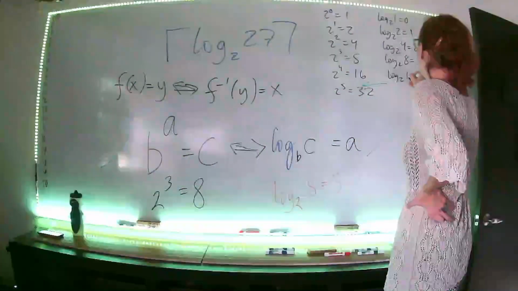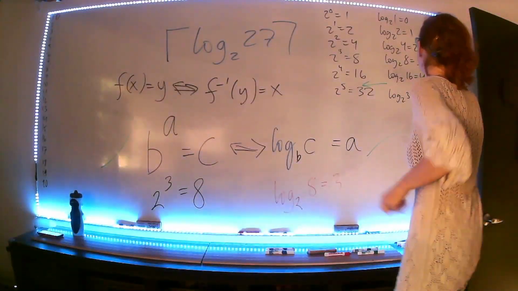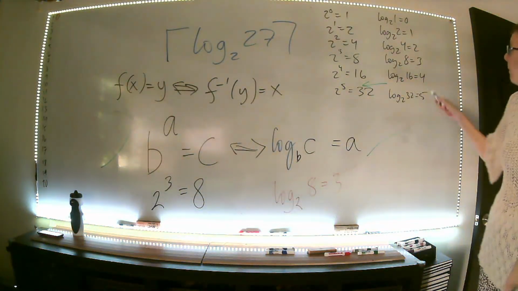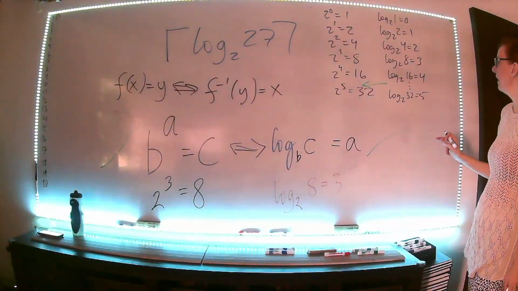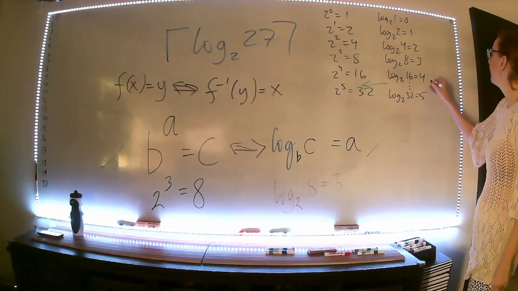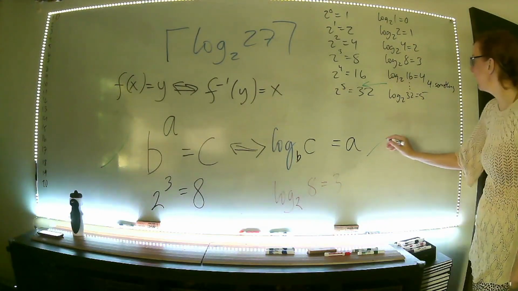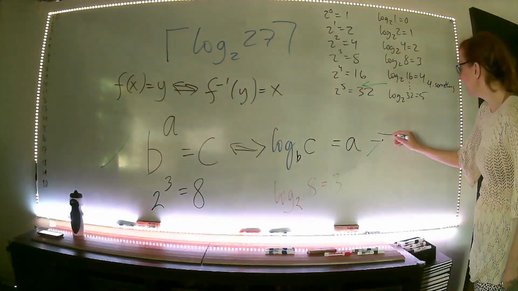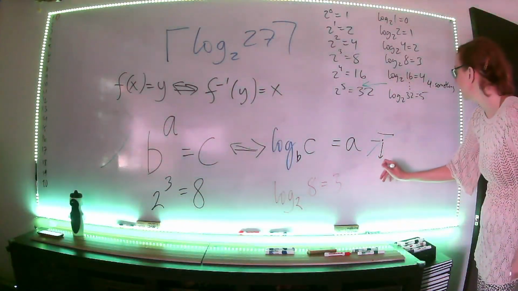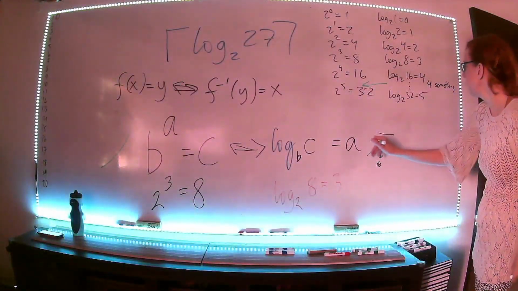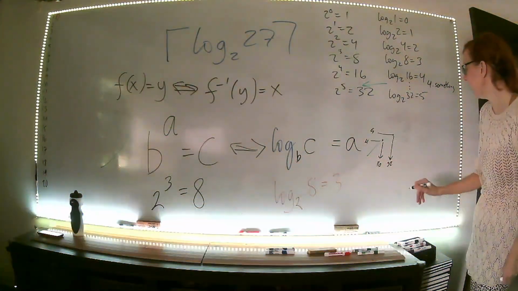A log base 2 of 16 will give me 4. And a log base 2 of 32 will give me 5. So if I take a log base 2 of anything that's in between 16 and 32, it will give me 4 point something, because it has to be larger than the 4 and smaller than the 5. Because this is the 16, it gave me a 4. This is the 32, it gave me a 5.